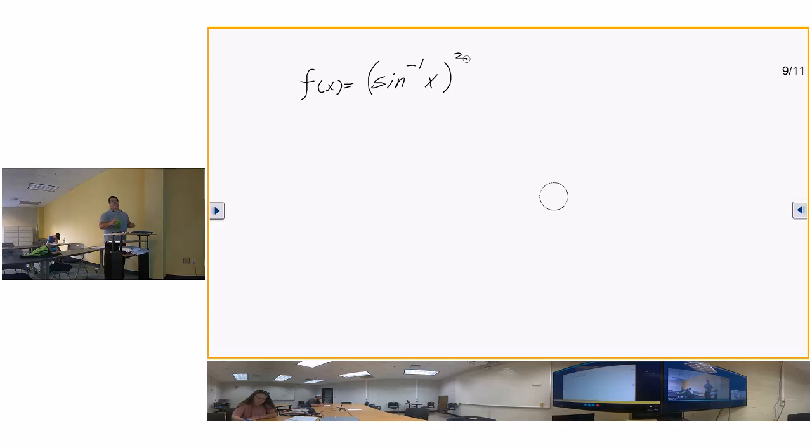Why can you not just plug it in the formula? You could if it was the inverse sine of x. Is it the inverse sine of x? No. It's the inverse sine of x raised to the second power, which is the same as comparing a cat to a tiger. Okay, it's got 4 legs and a tail, but it's not the same thing.